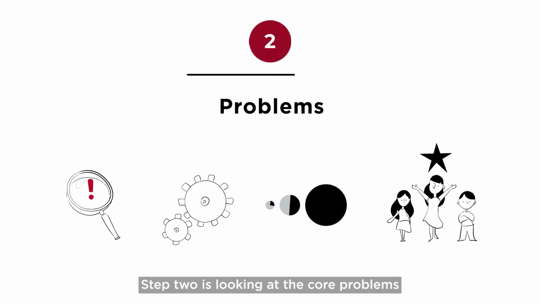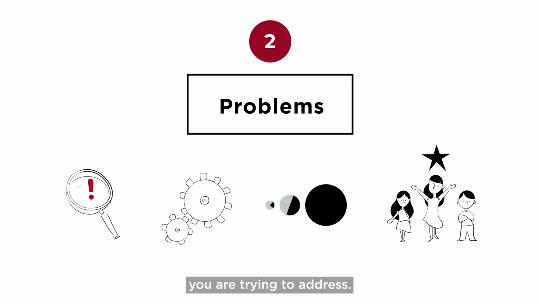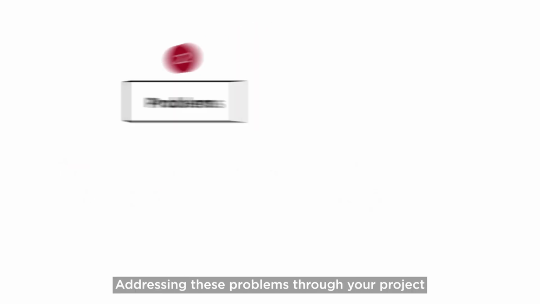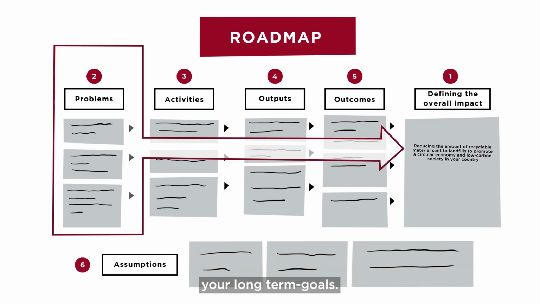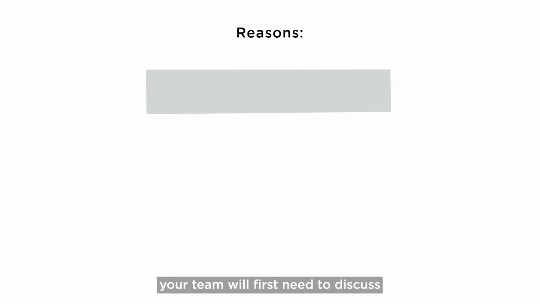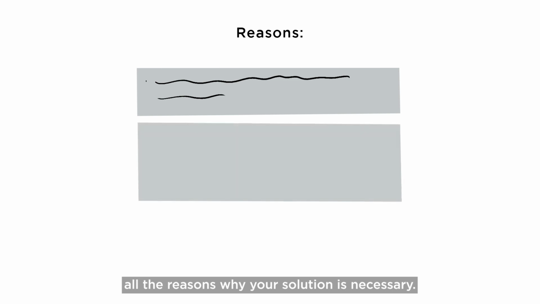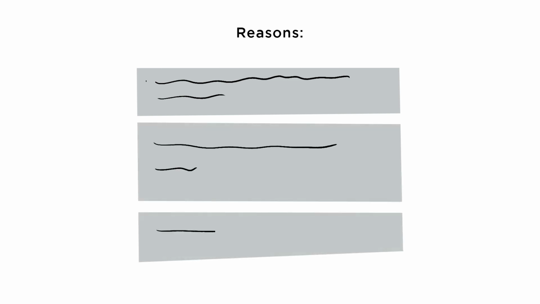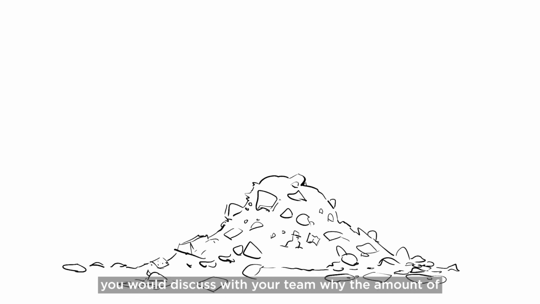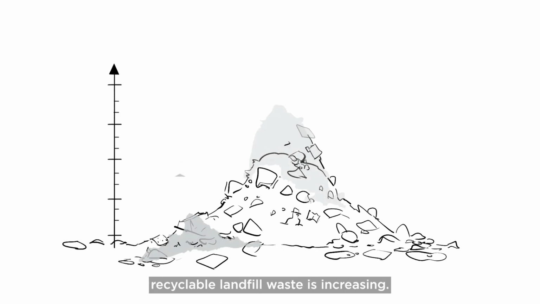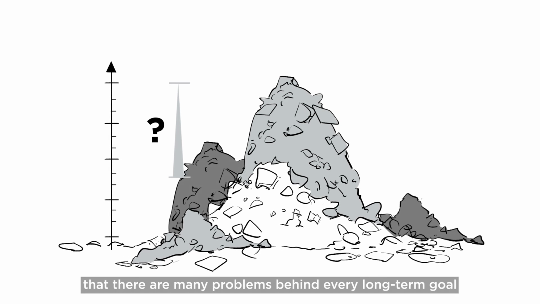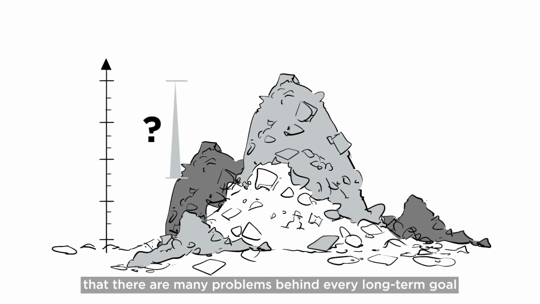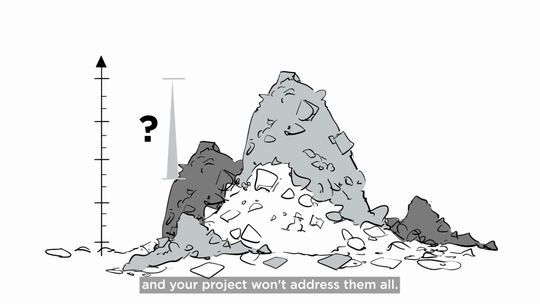Step 2 is looking at the core problems you are trying to address. Addressing these problems through your project lays the foundation for achieving your long-term goals. For this step, your team will first need to discuss all the reasons why your solution is necessary. In the example, you would discuss with your team why the amount of recyclable landfill waste is increasing. You will soon realise that there are many problems behind every long-term goal, and your project won't address them all.